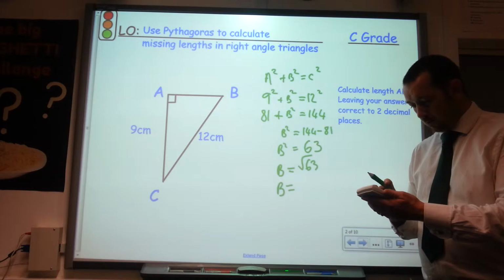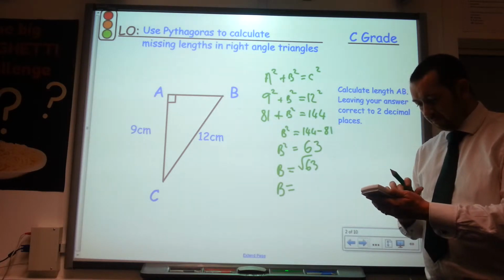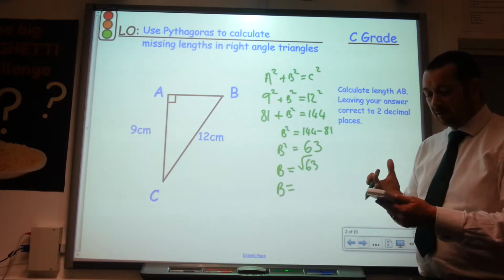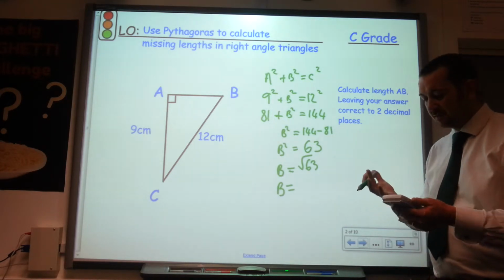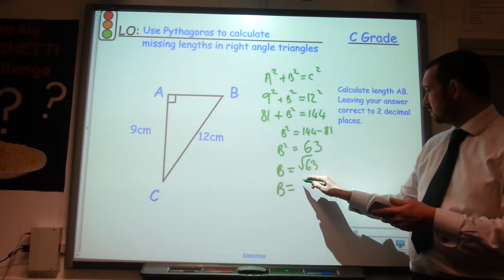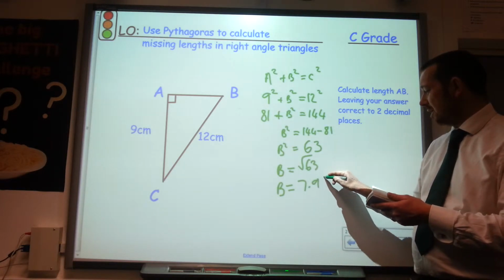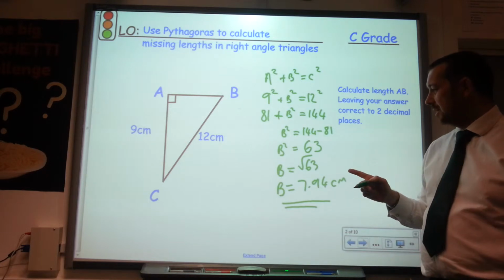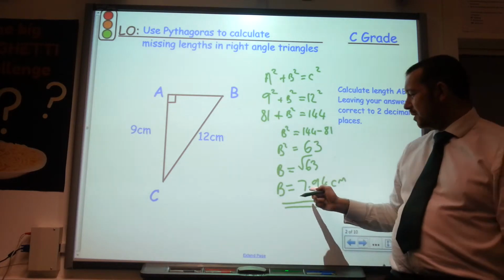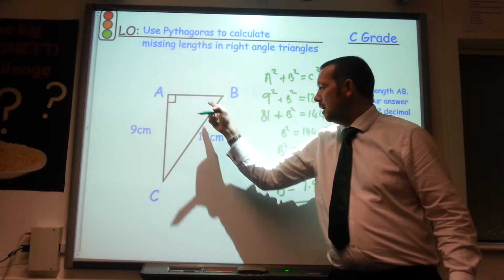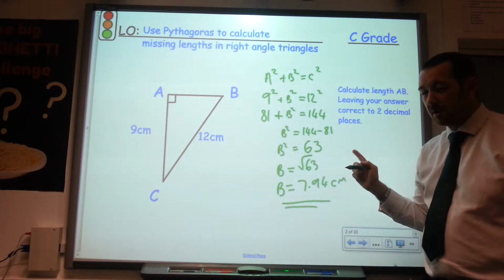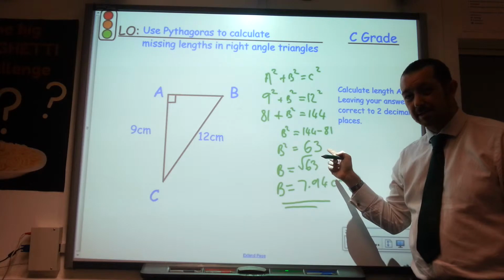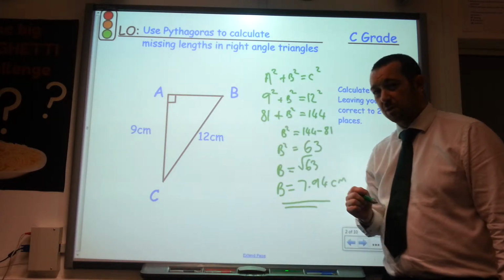So b equals square root of 63, which, to 2 decimal places, my calculator is telling me 7.937 and so on. So to 2 decimal places, that is 7.94 centimetres. And actually, I'm glad about that, that answer is smaller than 12. If I'd ended up with a number bigger than 12, it's probably because I haven't done the takeaway bit. Okay, so I need to check that it's smaller than 12.